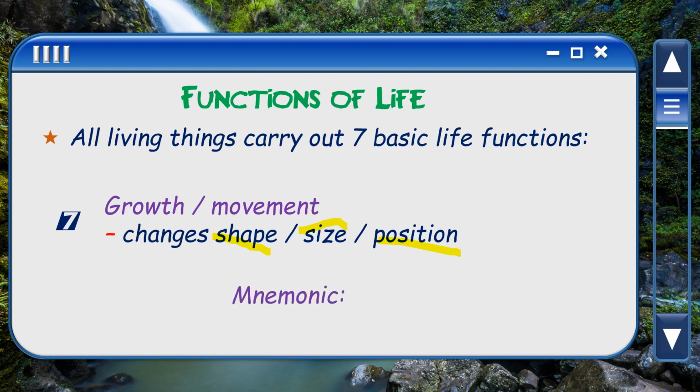Now, we can use mnemonics to remember them. Mr. Sheng. This one represents M, metabolism, R, respiration, reproduction, S, sensitivity, H, homeostasis, E, excretion, N, nutrition, and G, growth. So we can use those mnemonics for us to remember the 7 basic life functions of living things.